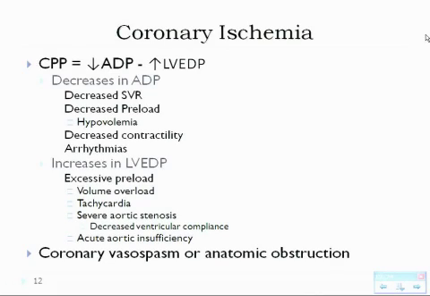Severe aortic stenosis can also be a problem, of course, because of the increased afterload from the valve not opening. And you also get decreased ventricular compliance simply because the ventricle hypertrophies and becomes thickened, so that increases the risk of developing ischemia as well. And acute aortic insufficiency will dilate and cause an increase in LV-EDV with LV-EDP as well. Coronary ischemia can also occur with normal coronaries, which we'll talk about a little later, called Prinzmetal's angina, which is from coronary vasospasm, or from anatomic obstruction, from, let's say, a catheter or wire breaking off.